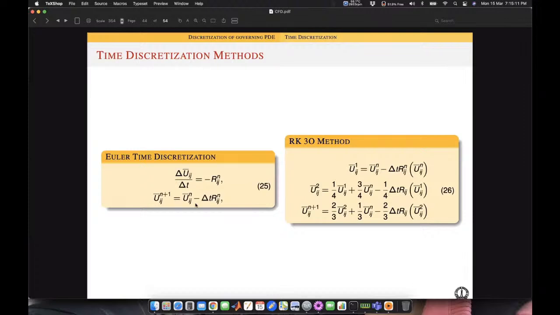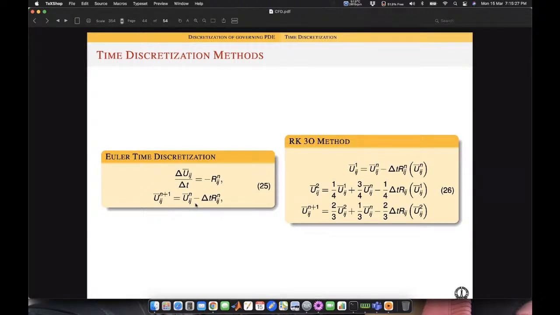Method. So I'm just showing you the third order method. You can have a fourth order or fifth order Runge-Kutta method, whatever it is, time discretization, explicit in nature. So these are the ways in which the time discretization strategies have been taken care of. Okay, now what after this?